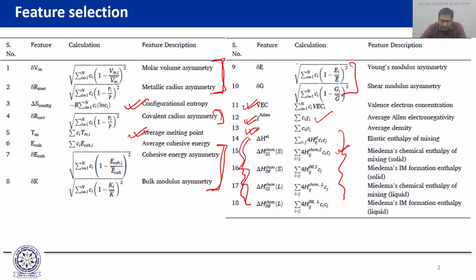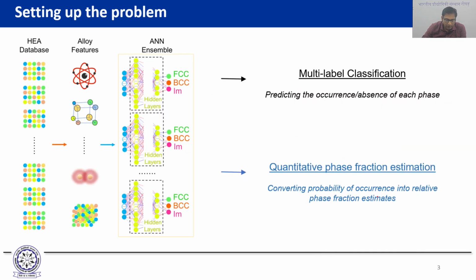When we are looking at the chemical contribution to the formation enthalpy, if you remember our discussion on Miedema's model, there was a gamma parameter, and this gamma parameter was 0 for solid solution, 5 for liquids, and 8 for the intermetallics. So when we are computing the formation enthalpies, we need to compute them for the intermetallics, and we need to compute them for the solid solutions as well. Alright, so with this set of features, we will then go ahead and train our model.